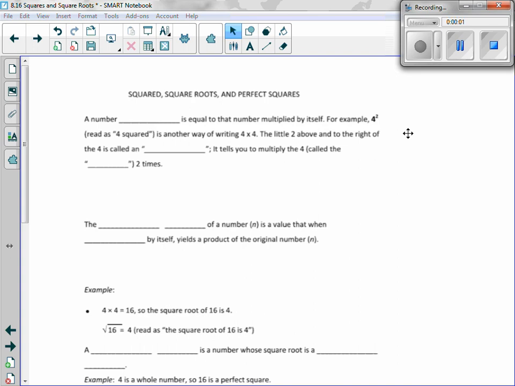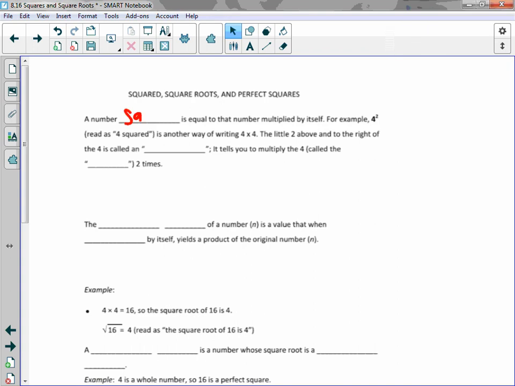So go back up to the top. A number squared is equal to that number multiplied by itself, which is what you guys just told me. So if I have 4 squared, we can rewrite it, it's called expanded form, as 4 times 4. The little 2 to the right of the 4, if we're talking about 4 squared, right?